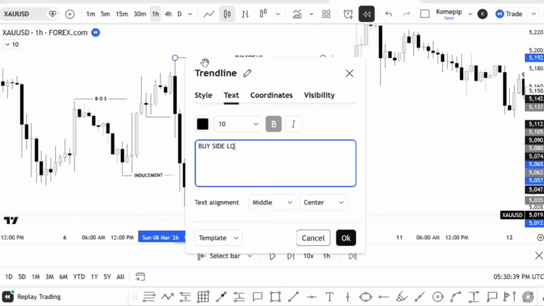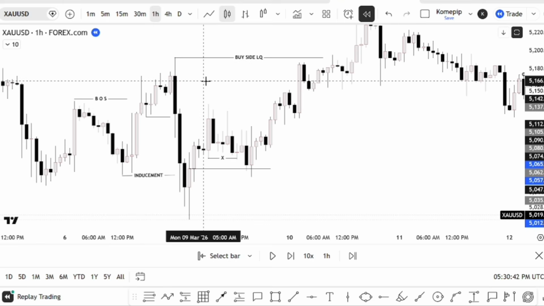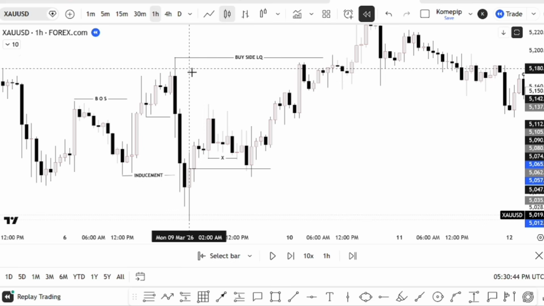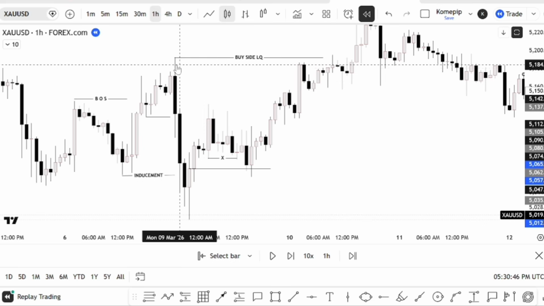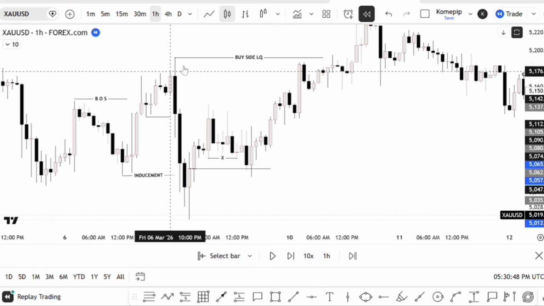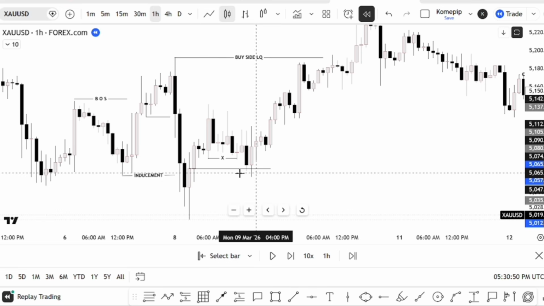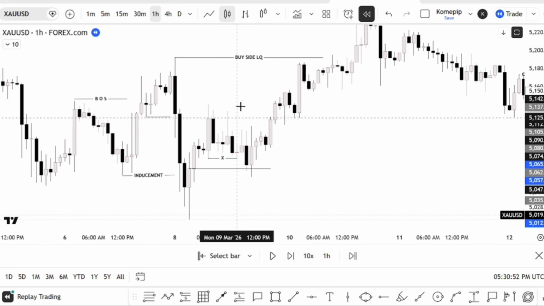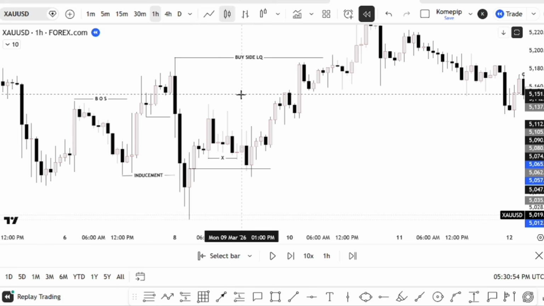Buy side liquidity. Now for each buy side liquidity, there are usually sell orders and there are buy orders. So both buyers and sellers are on this swing, for example. Buyers and sellers are on this swing, for example. But the difference is which participant of the market is more dominant.